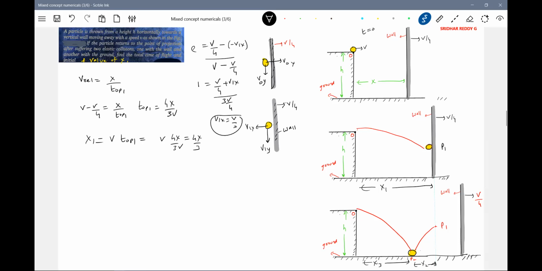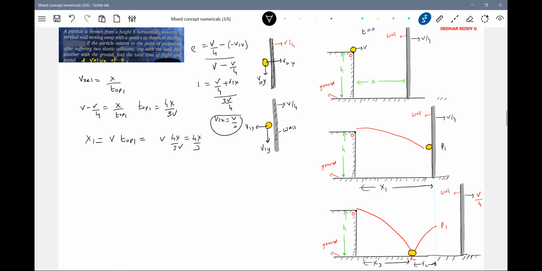I think almost the problem is over. What is x1? x1 equals x2 plus x3. Is it needed? We'll also see. Is it all these calculations you are needed, sir? Why are you doing all this? Now, what is the total time of flight?